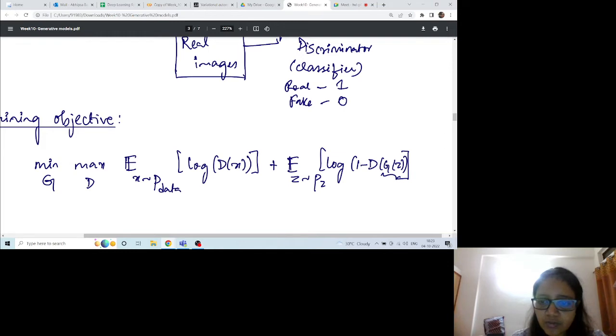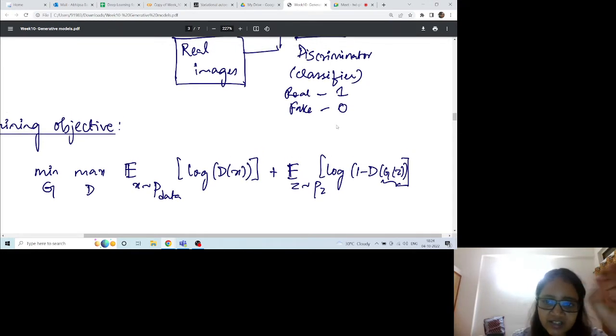And by doing this 1 minus D, you are maximizing. So when will this maximize? When D of G of z is as low as possible. So that is how you are trying to achieve this. You are maximizing with respect to the discriminator.